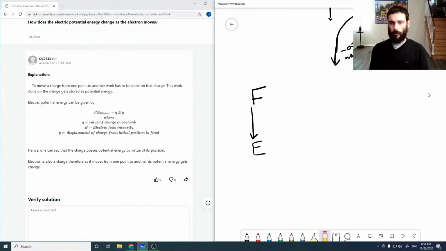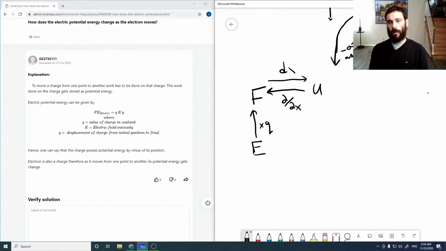The electric field can become the force with a multiplication by charge. The potential energy goes to force with the multiplication of a derivative, or you can go the other way with an integration. The potential, again, is multiplication by charge, and the potential becomes the electric field with a derivative. So that kind of connects each of these quantities.